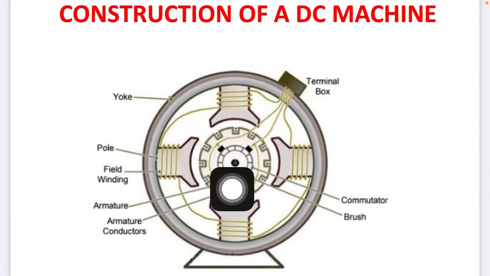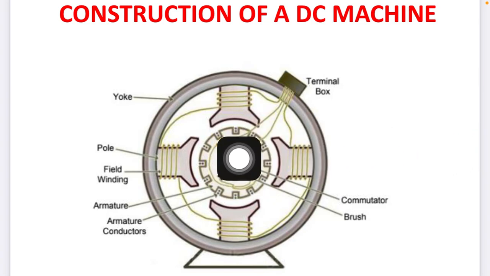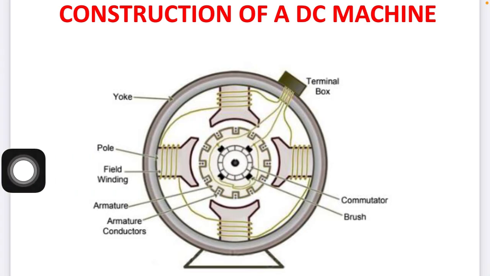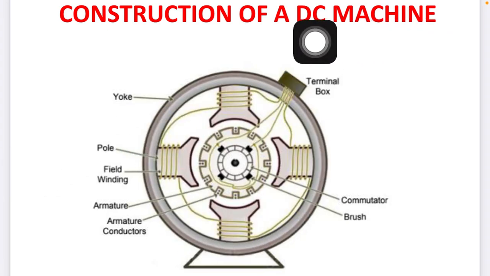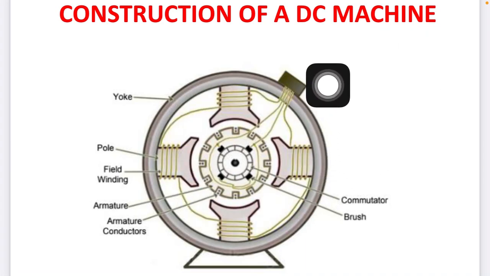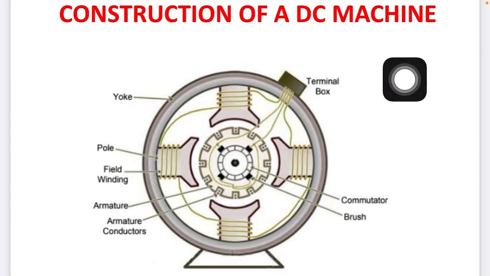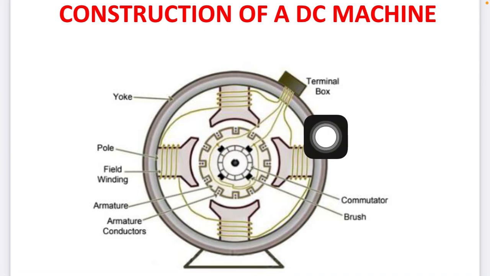The armature has the main armature winding, the armature core, and a commutator which is connected with the winding. The commutator has a different function in a motor than in a generator. Construction-wise the machines are the same, which is why a motor and a generator have the same construction. The only difference is that in a generator we collect current, whereas in a motor we give the supply.